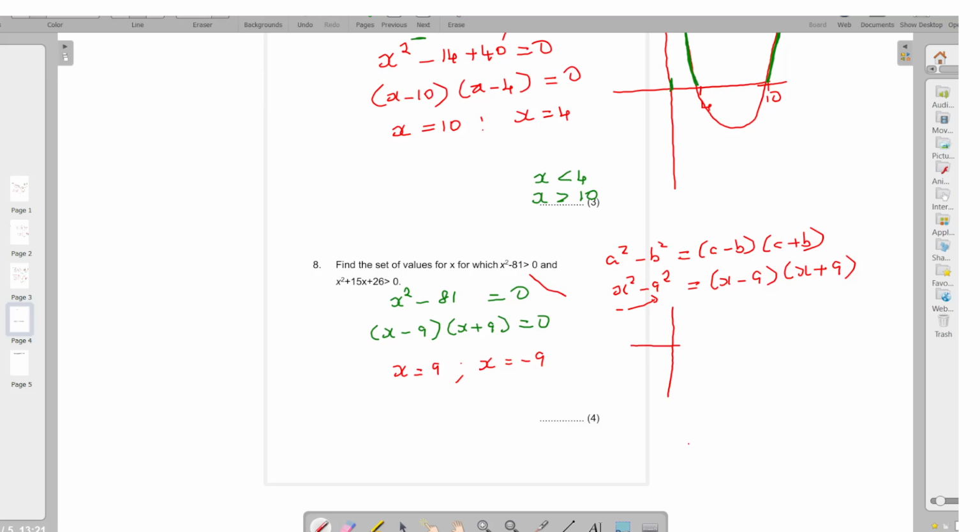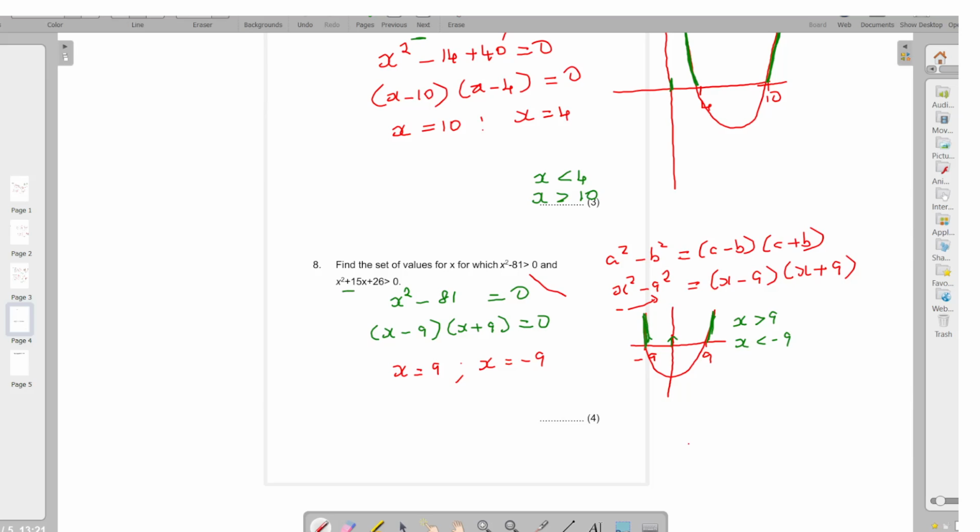Let's show it in a little graph. That's minus 9, that is 9. So the graph goes like that, and it is greater than 0. So greater than 0 means we are going to show this is where the greater than 0 is. We're going to show that part. So for this one, we would say x is greater than 9 and x is less than minus 9.